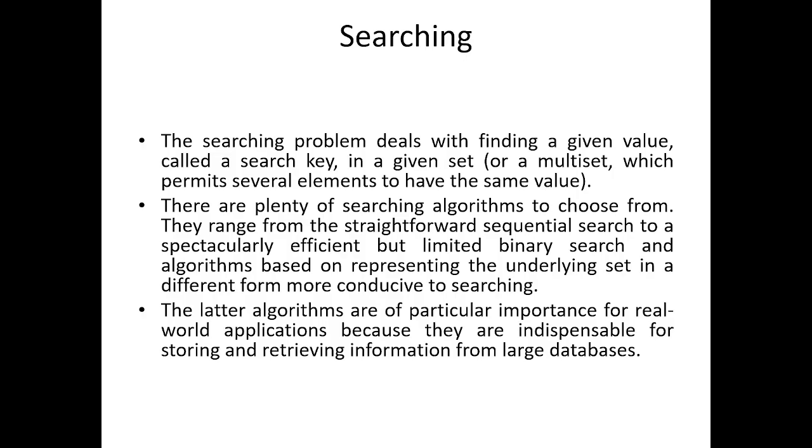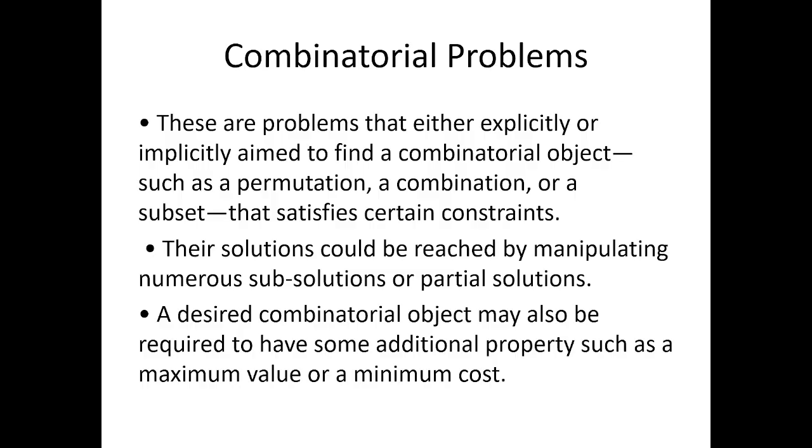For example, for a quick sort we have to choose a pivot element that is used as a key for searching the entire element in the list. But the limited binary search algorithms are representing the underlying set, which is in a form more conducive to searching. Combinatorial problems are based on a given element, where we have to select a particular element based on certain conditions. The solutions could be reached by manipulating numerous sub-solutions or partial solutions.